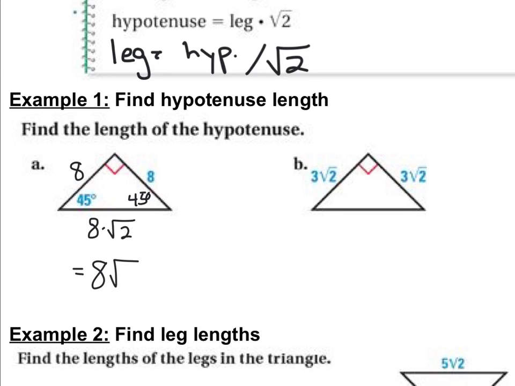Nope, not 8 radical 8. Let's try 8 radical 2. So that is all you would have to have for that very first one.